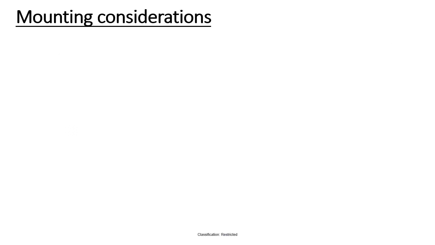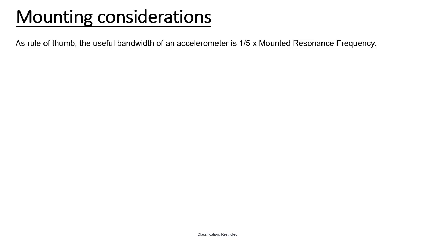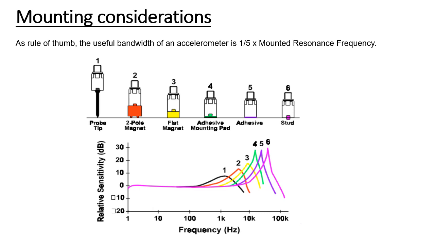Another important consideration is the mounting. As a rule of thumb, the useful bandwidth of an accelerometer is 1/5 of the mounted resonant frequency. So it is always better to have a very high mounted resonance frequency in order to get more frequency bandwidth. If you see the first probe tip, of black color, we could see a very low resonance frequency, which will affect our useful bandwidth.